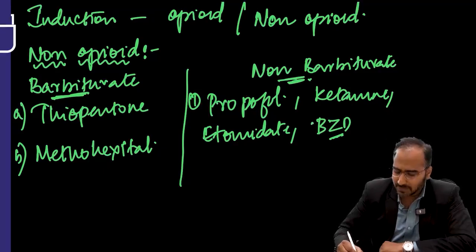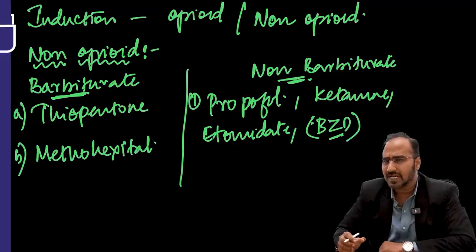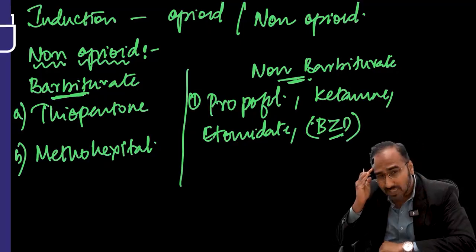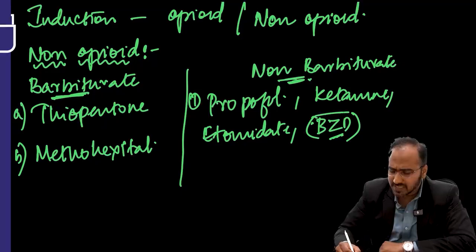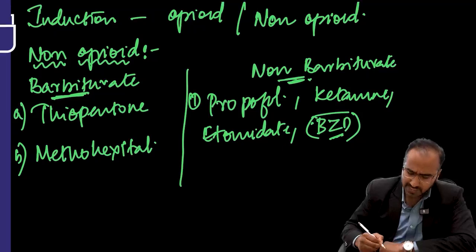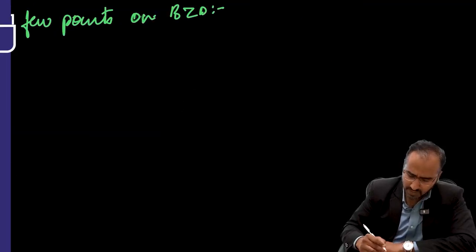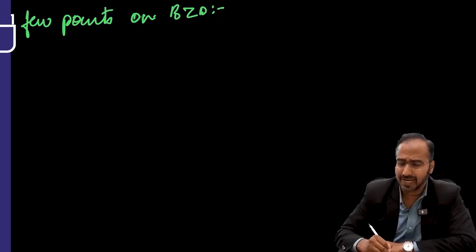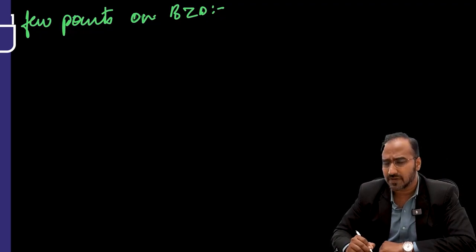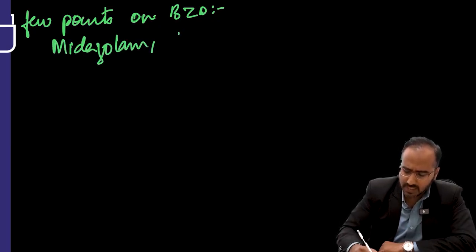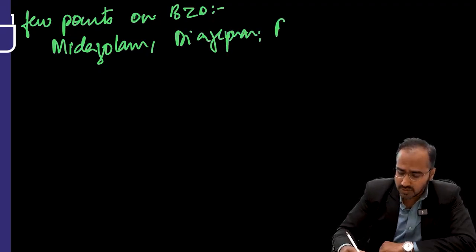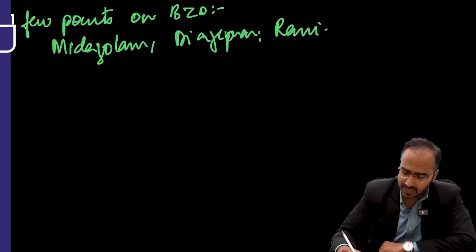Okay? In benzodiazepines, first we will discuss the rare ones, because next you have to concentrate much on the most commonly used. So benzodiazepine is rarely used. A few points of benzodiazepine that we need to remember: if you want to induce a patient with benzodiazepines, examples are you can use midazolam, you can use diazepam, many drugs are there. Or you can also use remimazolam.